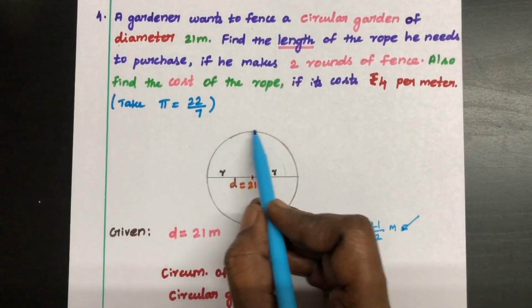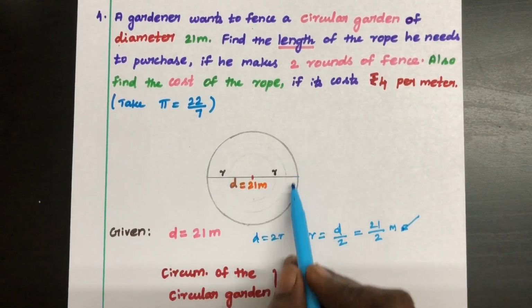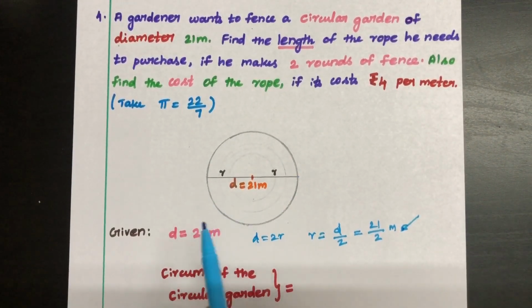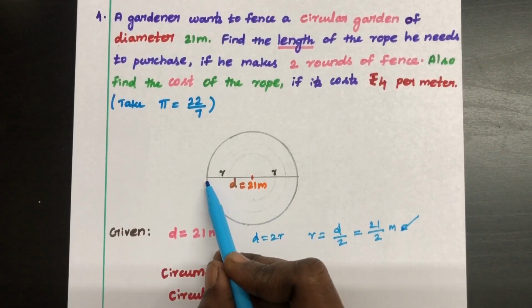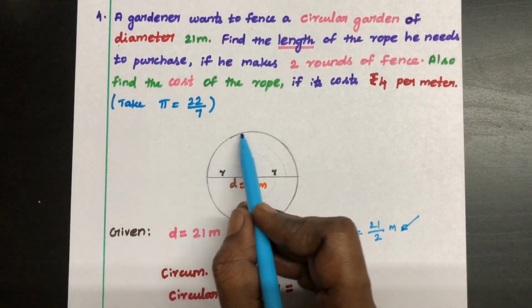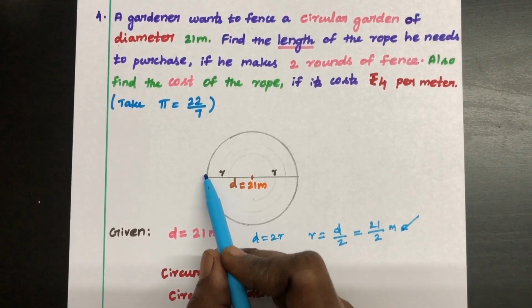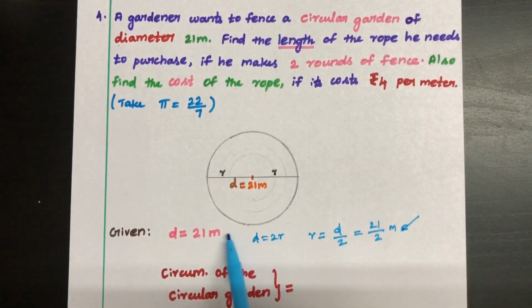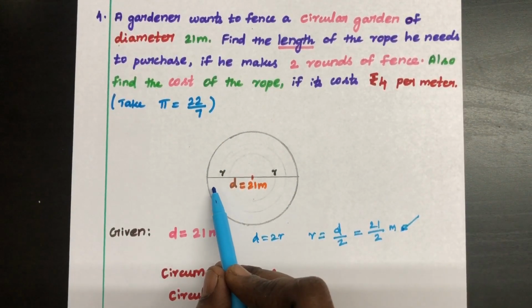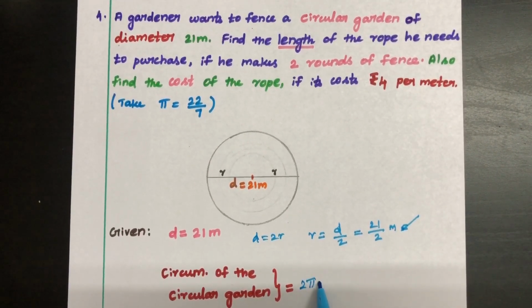He is going to fence his garden. Fence means he is going to protect his garden using rope. Also he is doing 2 rounds. He is going to do his job only around the circular garden, not inside. So around means only this boundary. So we need to know the length of the boundary. Length of the boundary is nothing but circumference of the circular garden. What is the formula? It is 2 pi r.